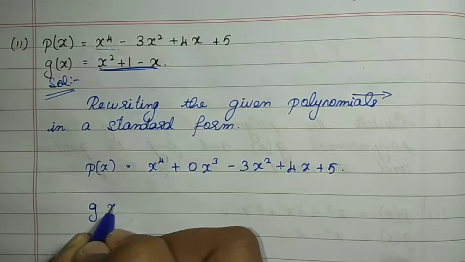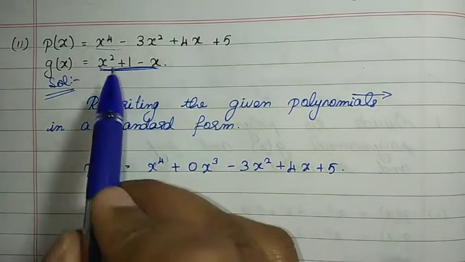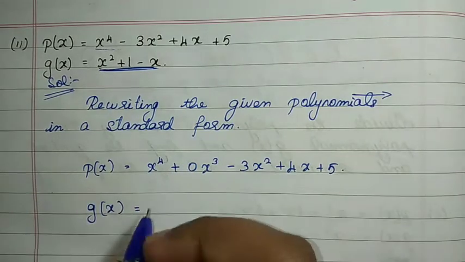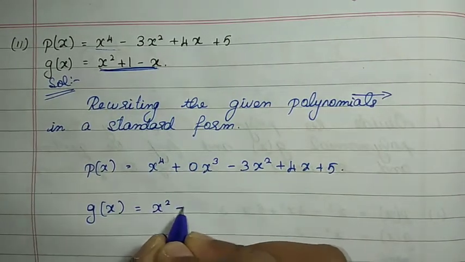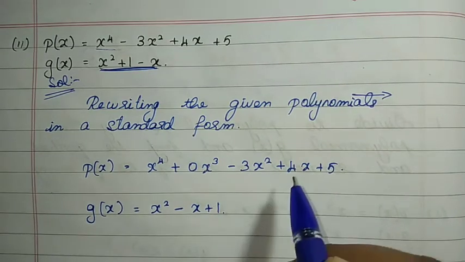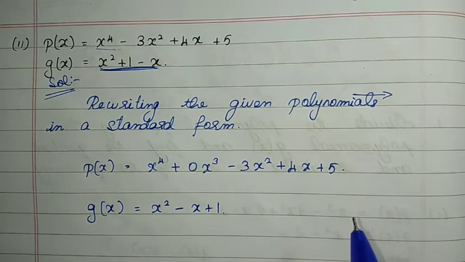Now let me check for g of x. So g of x is equal to x square plus 1 minus x. This is not in the standard form, isn't it? So x square minus x plus 1. So now these two polynomials are in the standard form.